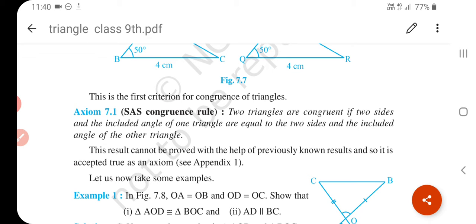Now what about our second congruency rule? That is ASA, angle side angle.